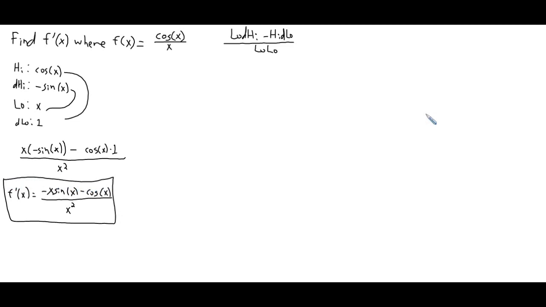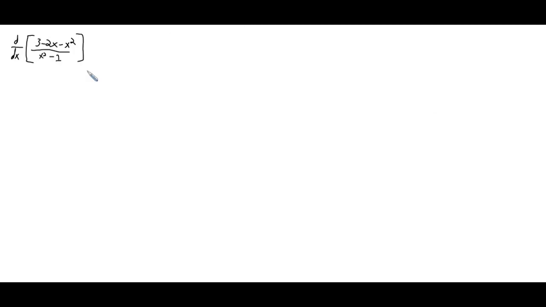Let's do another example. This one tells us to find the derivative of 3 minus 2x minus x squared divided by x squared minus 1. And so we know this to be the quotient rule, right? Because we have one function divided by another function. The quotient rule is a pretty easy one to identify. So let's remember our formula. Low d high minus high d low over low low.